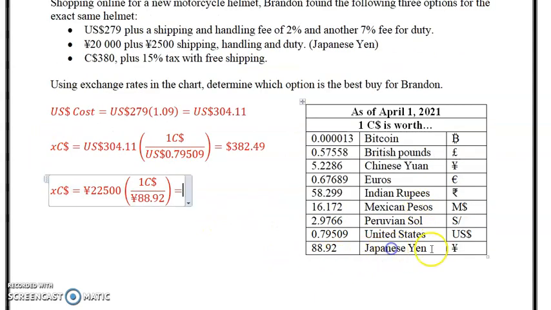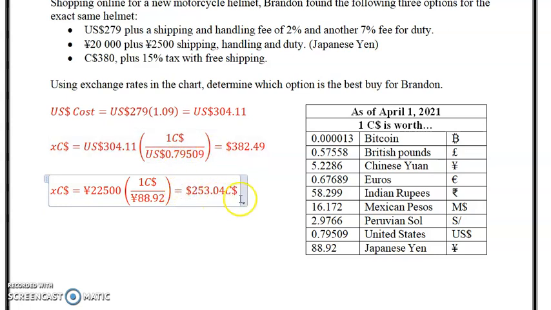So I had to add in the Japanese yen. Looking at the conversion, this is actually Japanese yen, so we're going to add that into there. All right, I'll fix that on your sheet, and I'll put this in yours as well. I do apologize. So when we take the 22,500 Japanese yen and divide it by 88.92, that's the conversion factor per dollar, you get 253.04 Canadian dollars. All right.